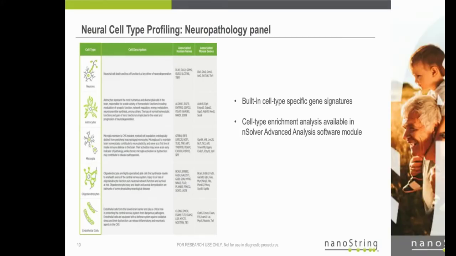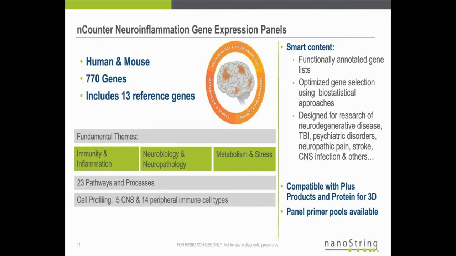Moving on to the neuroinflammation panel, you can see that this panel is also designed for both human and mouse and also targets 770 genes, which includes 13 reference genes. And again, this panel comes with a fully annotated gene list, and the content is broken down, in this case, into 3 core themes that were selected to allow for analysis of key aspects of neuroimmune interactions and also to comprehensively evaluate pathways and processes that are associated with neuroinflammation. So in total, the content covers 23 different pathways and includes the cell type-specific gene signatures for 19 different cell types.